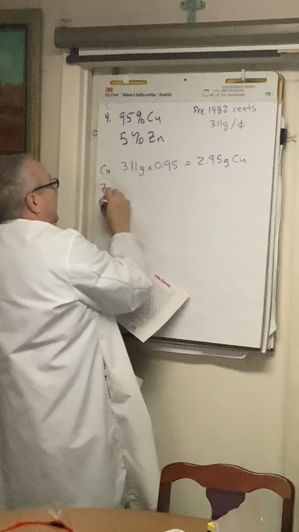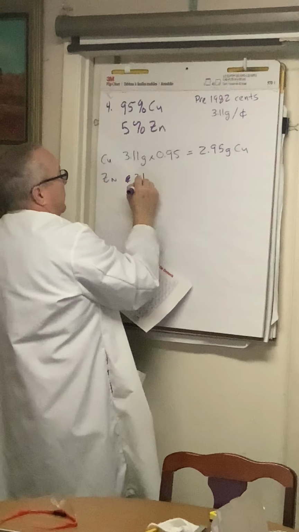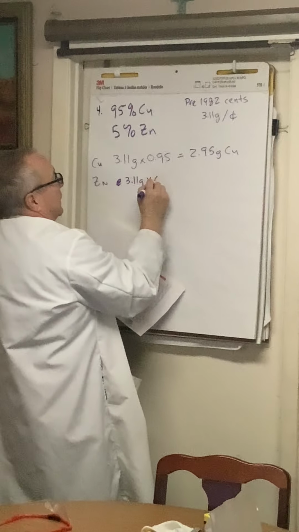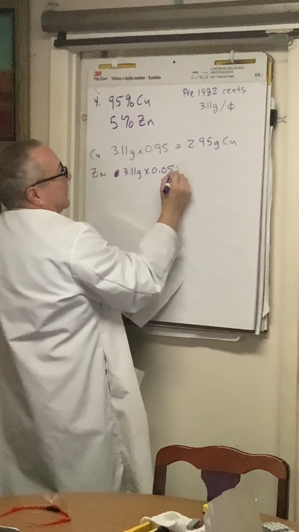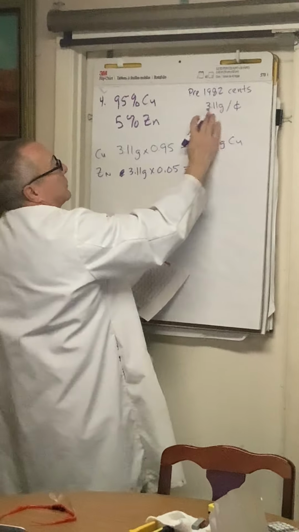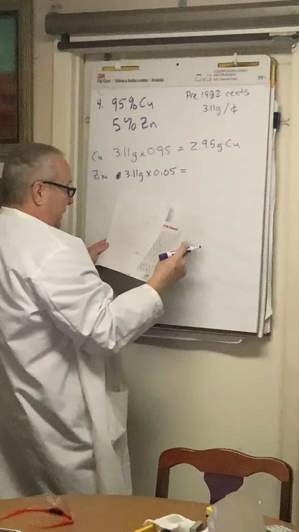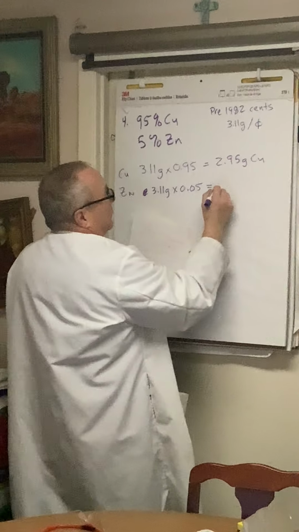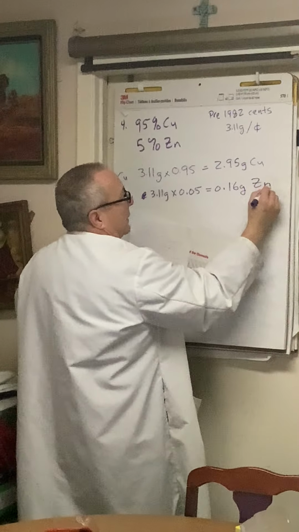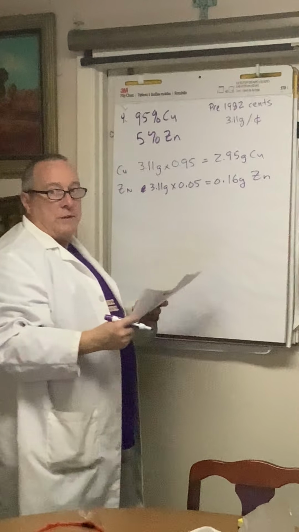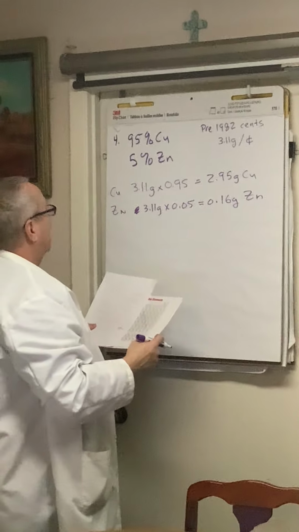And for the zinc, 3.11 grams times 0.05, 5%. So 5% of this 3.11 grams is zinc. That gives me a mass of 0.16 grams of zinc. Beautiful coins, very resistant, made of copper.